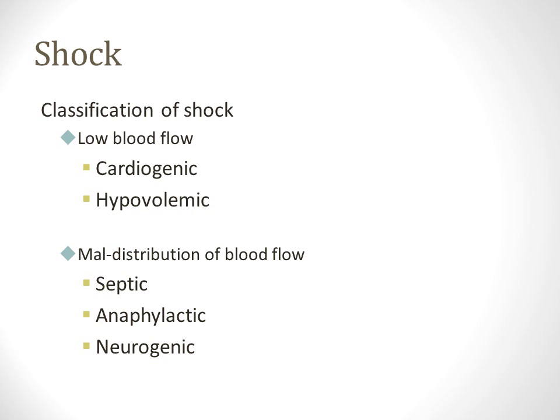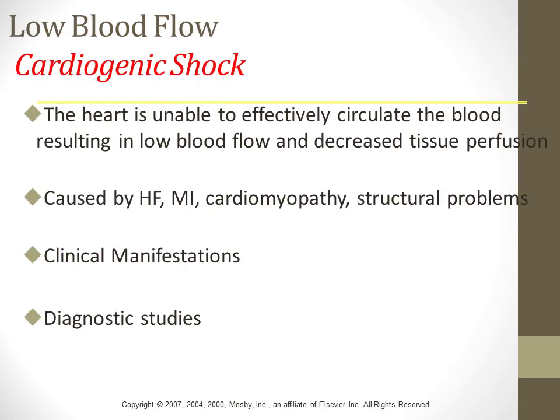So when we talk about shock, we talk about two different general classifications: low blood flow and maldistribution. Low blood flow comes from cardiogenic shock or hypovolemic shock, and maldistribution of flow comes from septic shock, anaphylactic shock, and neurogenic shock. We are going to talk about all of these different shock states because that helps us know how to treat the underlying cause. Cardiogenic shock.